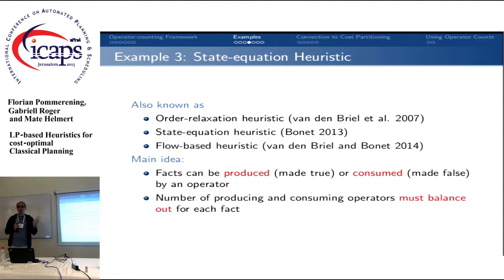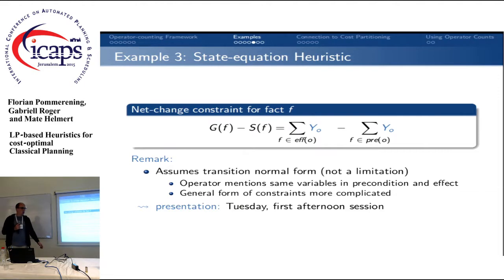And the idea of these heuristics is that if you consider a complete plan, the total number of producing and consuming operators must balance out. So formally, if you consider all operators that have this effect as an effect, and all operators that have it as a precondition, the number of times you use such an operator must balance out to 0.